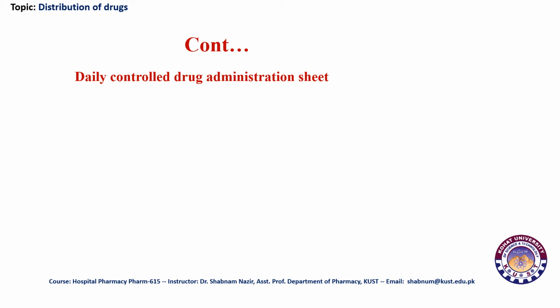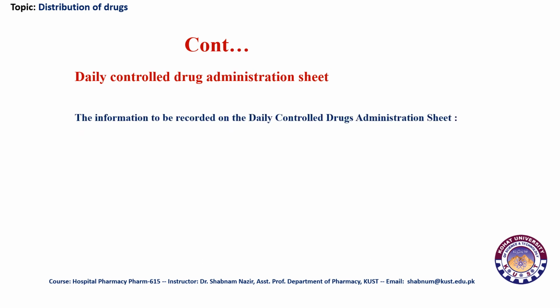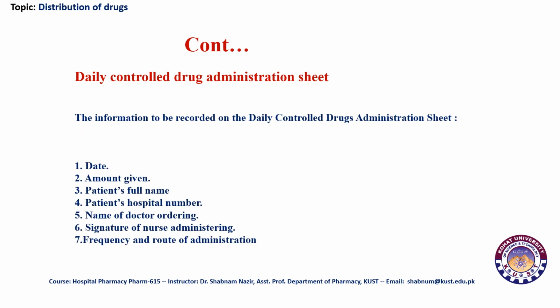It is very important to develop such a list whenever a distribution is made, in order to keep a record for future purposes. The daily drug administration sheet includes certain information: the date on which it is administered, amount given, patient's full name, patient's hospital number, name of the doctor ordering, signature of the nurse administering, and frequency and route of administration.